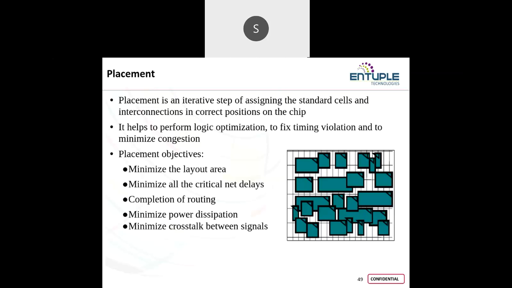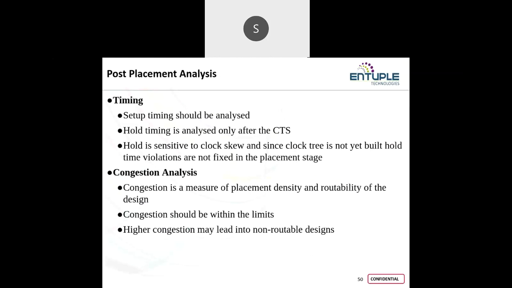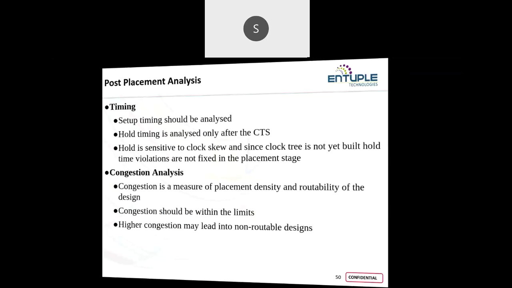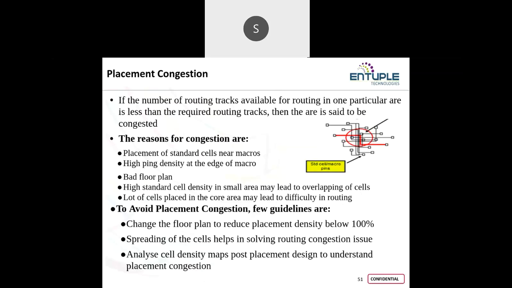So to avoid congestion, what are the things I need to take care of? One way is by modifying my floor plan. How can I modify it? By moving the macros, by changing the core area or the shape of my core area by setting the aspect ratio. By modifying all those things, I can minimize the congestion. Usually the placement congestion can be minimized. As you can see here, the placement.